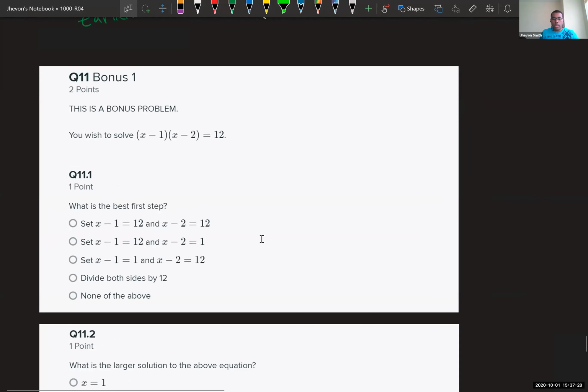Okay, so first one, 11.1. I gave you this equation, x minus 1 times x minus 2 equals 12. What is the first thing to do, the best first step? Do I set x minus 1 equals 12 and x minus 2 equals 12? Do I set these equal? Do I divide both sides by 12? Which of these do I do first? I said none of the above. What would you do first?